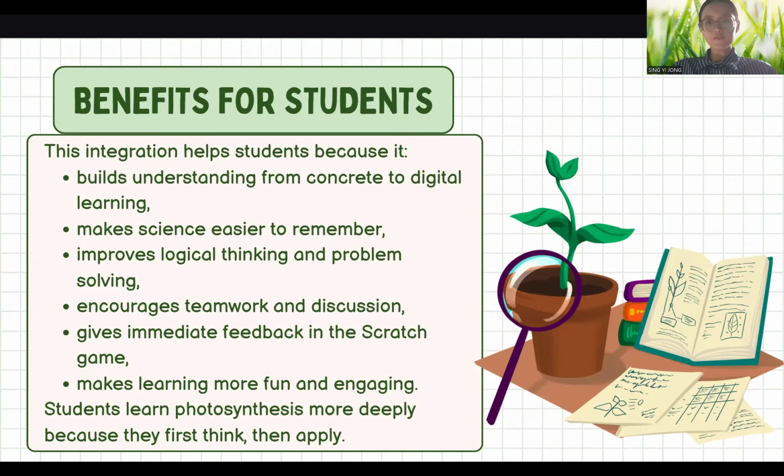Because students think first and apply second, they end up understanding photosynthesis at a deeper level than they would through memorization alone.